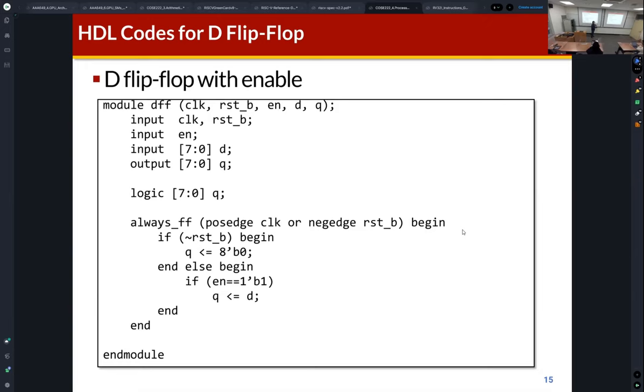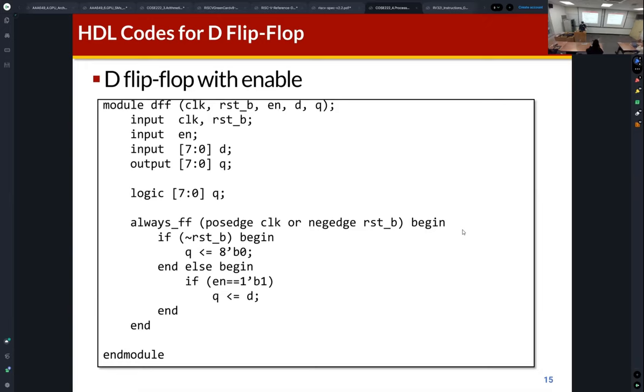It's not defined here, but by definition, you cannot find any else statement here. So if enable is zero, nothing is defined, which means that Q stays at the current value, right? Because Q is not updated. Okay, understand? So this is the example of if it is not enabled.